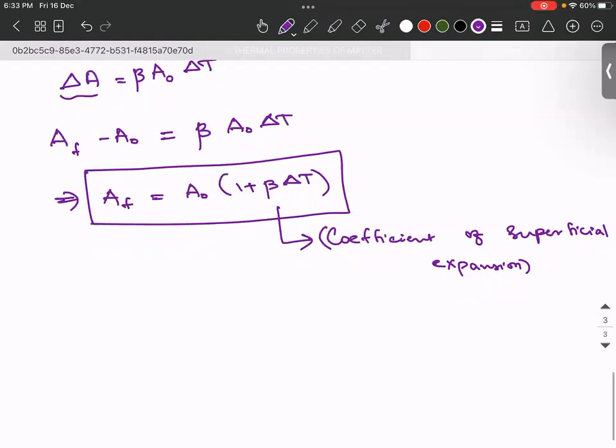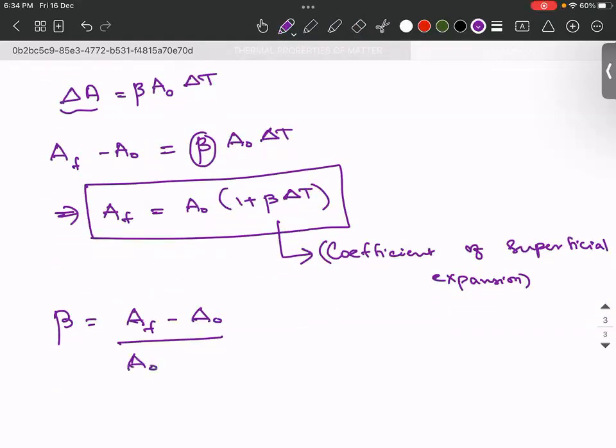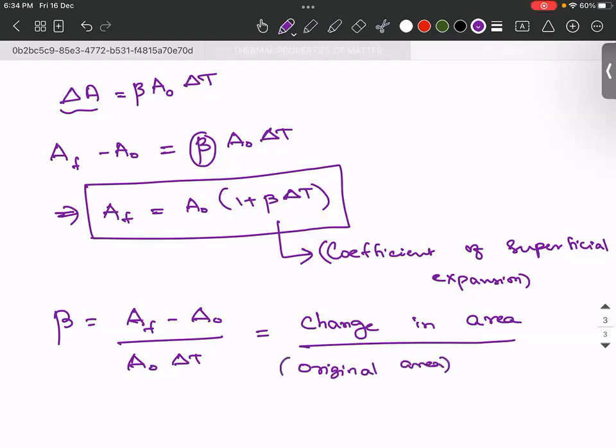Okay. So again, if you write the value of beta from here, you can write beta is equal to delta A, or I can write it as A final minus A naught divided by A naught into delta T. So this is going to be change in area divided by original area into change in temperature. Okay.